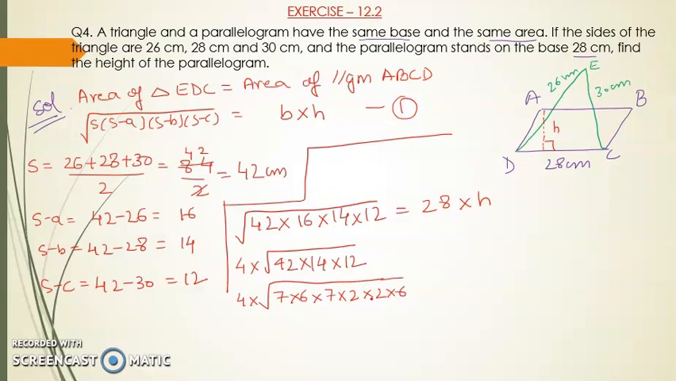Now why am I writing 12 as 2 into 6 only? So that I will get pairing. See, 2 is here and 6 is here, so I will get pairing. 12 I am not writing as 3 into 4. 12 I am writing as 2 into 6. Why? So that I will get pairs and it will be easy for me to solve this. Otherwise you will multiply this, then make factors, then take the square root. It will be very difficult. Okay, so this is, you can write, 28 into H. This is equal to 28 into H.